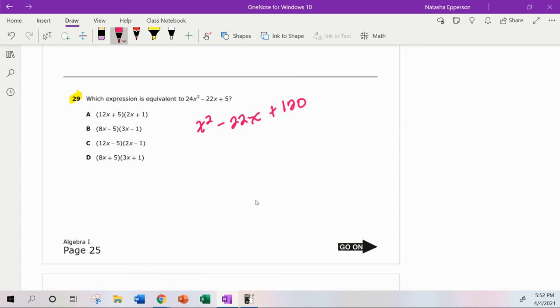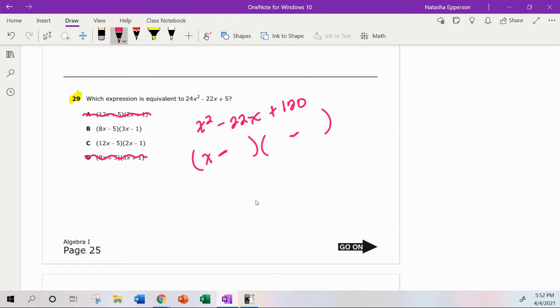I'm going to maybe use some of my answer choices or some of my values. I know I'm going to have a positive and I'm going to have a, actually, hold on. Both of these need to be negative. So that's going to eliminate A, and that's going to eliminate D. So now my answer choices are either B or C.